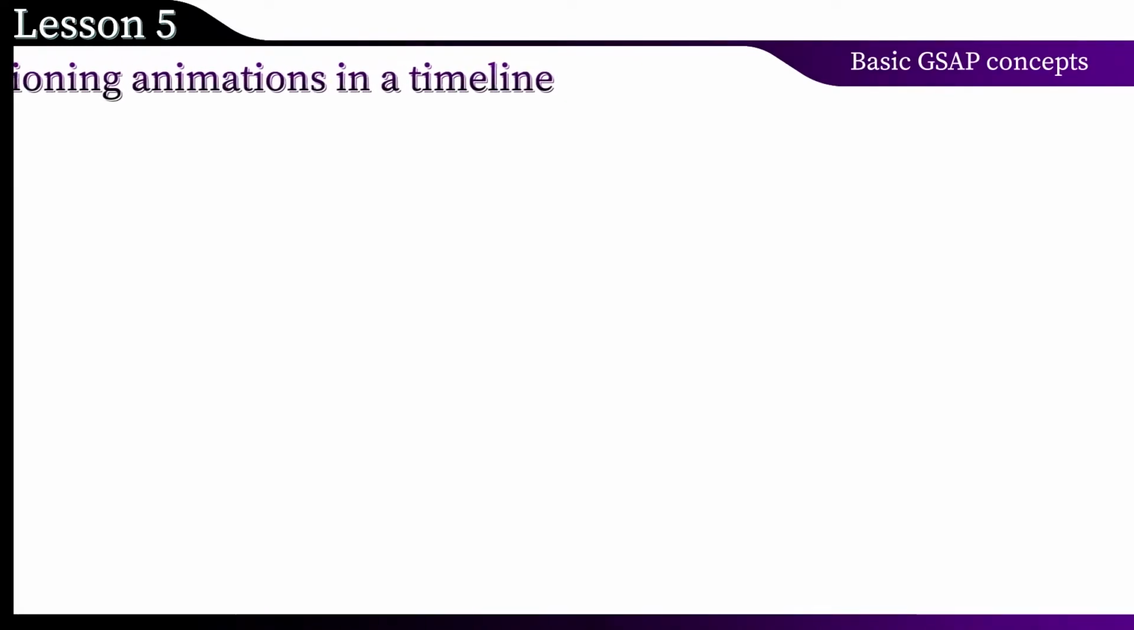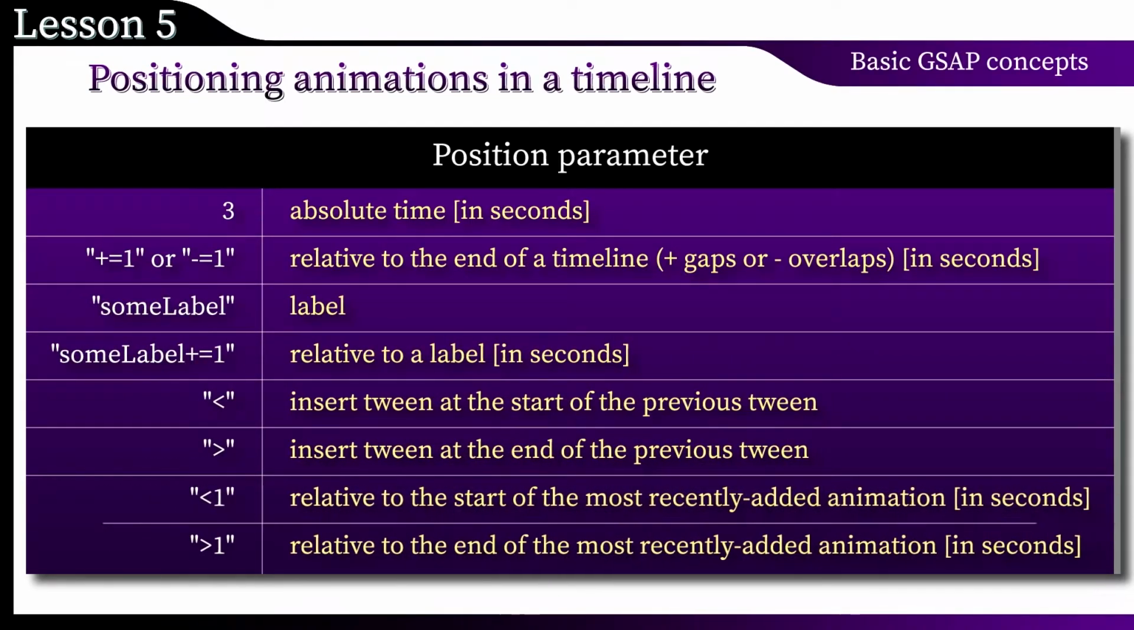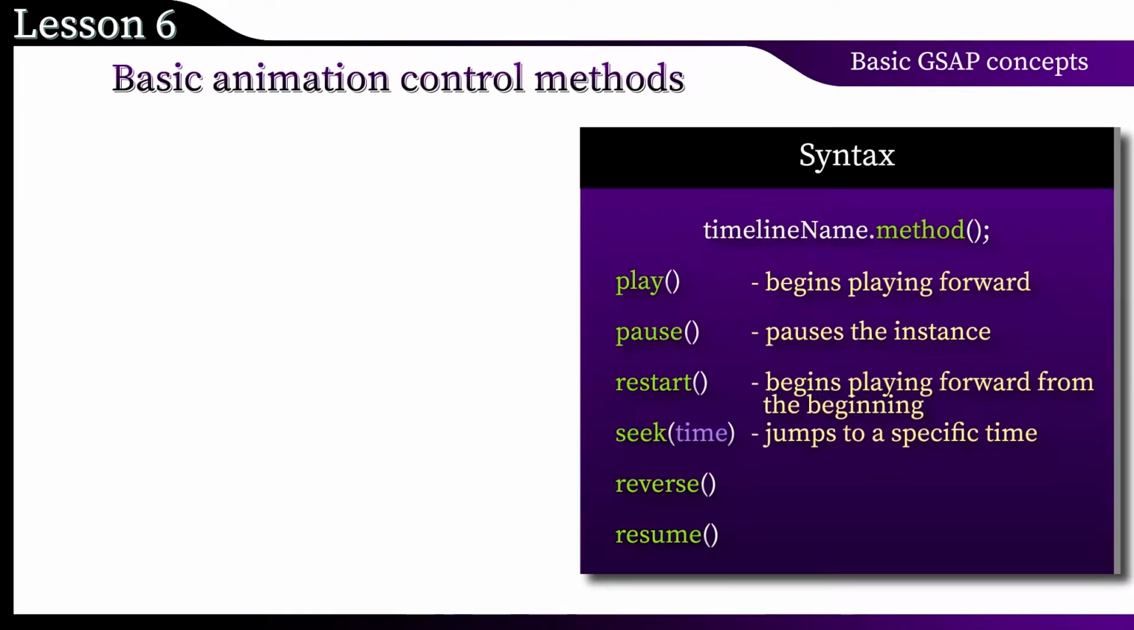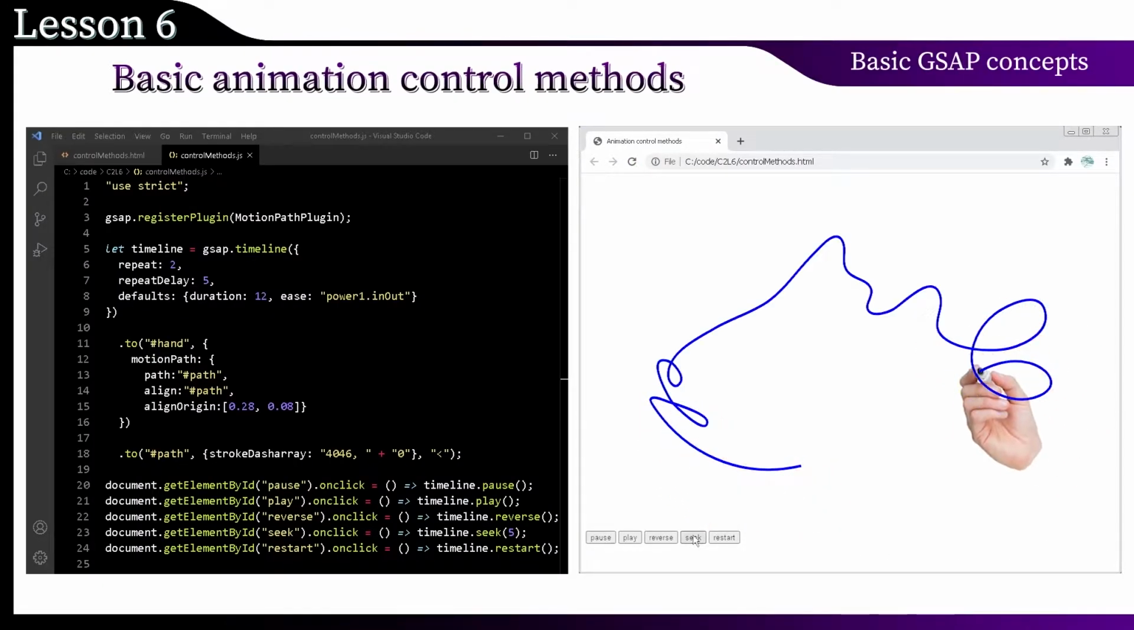I'll cover the positioning options available for positioning animations on the timeline. The end of the second chapter is devoted to basic animation control techniques. In this lesson, we will use an external motion path plugin, which allows you to animate any object along a given path.